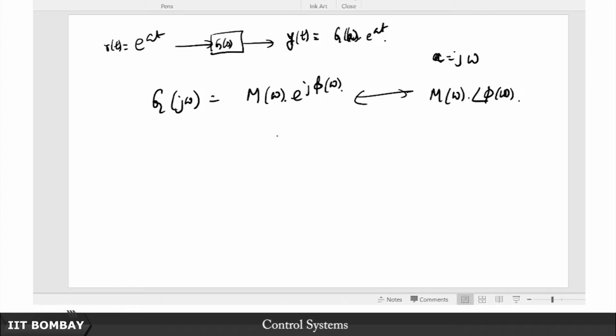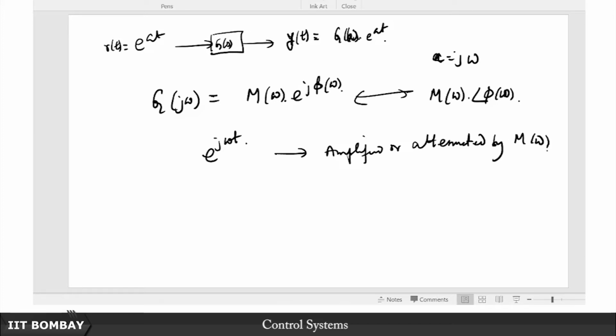So now we saw that when you have this sort of a transfer function, and if you give it an input like e to the j omega t, then we see that this gets amplified or attenuated by M(omega), and phase shifted by phi(omega). So those are the two things that happen to signals like these, all right.